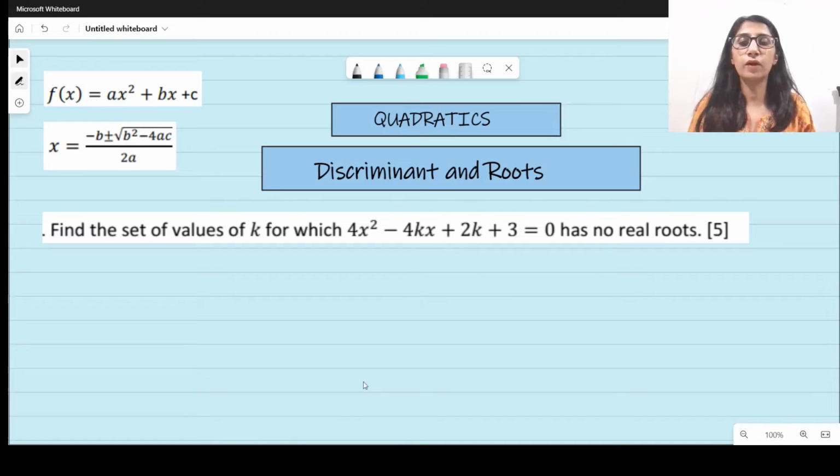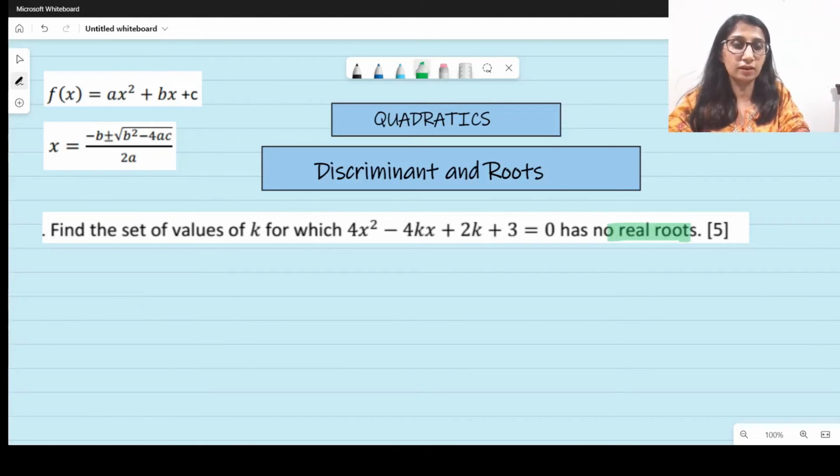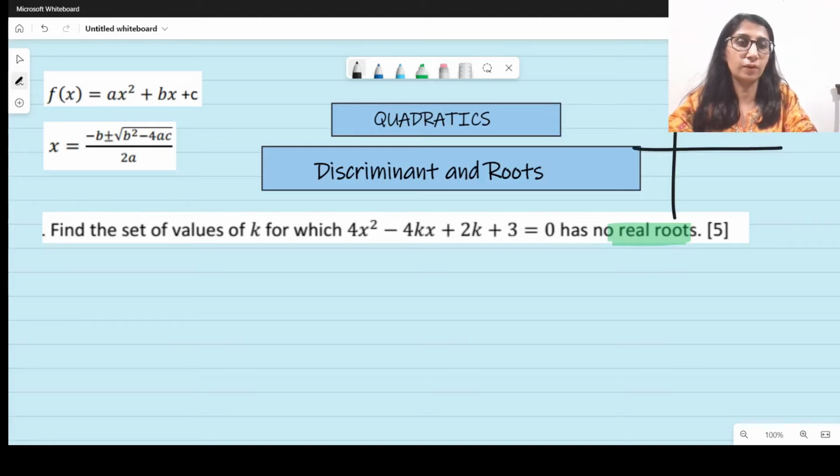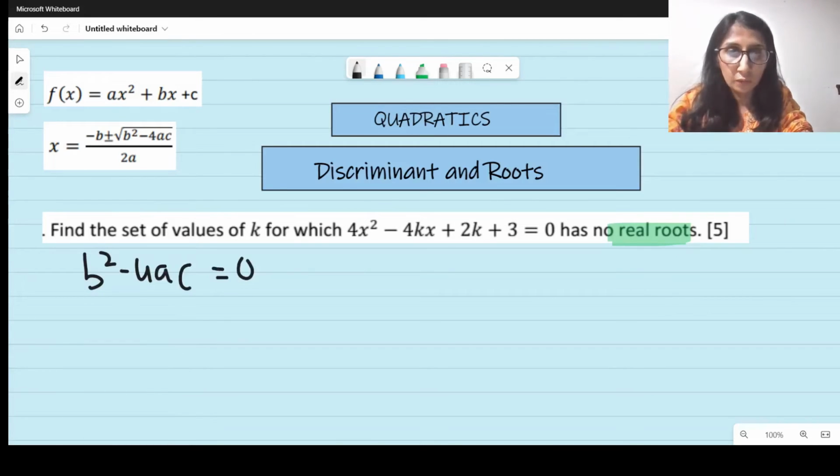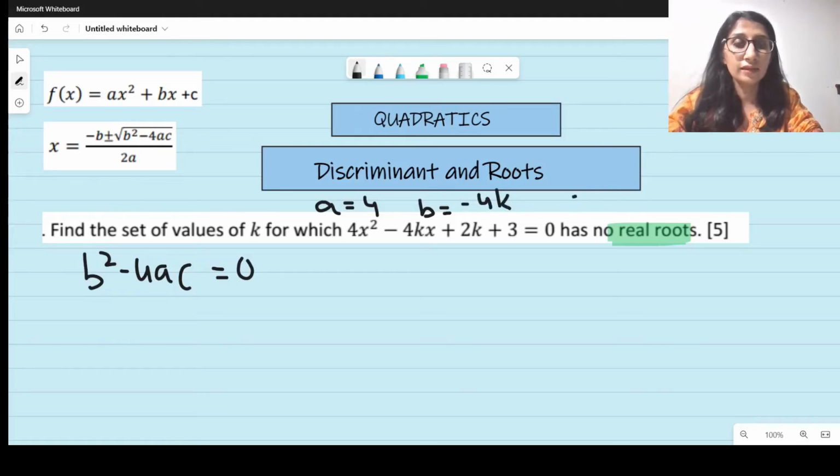Okay, find the set of values of k for which 4x square minus 4kx plus 2k plus 3 equals to 0 has no real roots. So it's this case where the graph is either above the x-axis or below the x-axis, that is no solution exists, and that is when b square minus 4ac equals to 0. So let's see what is A, what is B, and what is C in this quadratic equation. So A is 4, B is minus 4k, and C is this entire thing 2k plus 3.